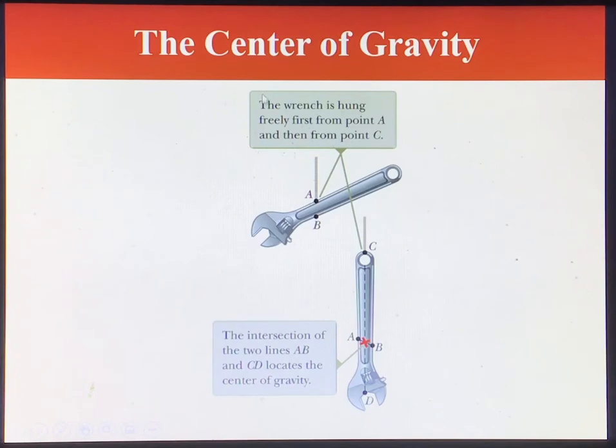All right. So there is a quantity called the center of gravity that is kind of similar to the center of mass, but it is a little bit different. So for example, if you look at a range here, this is hung freely from point A and then from point C. Then the intersection of the two lines AB and CD locates the center of gravity. So again, the center of gravity is just the point. For example, if I were to calculate the force of gravity, then I would say that the force of gravity is acting at this point.